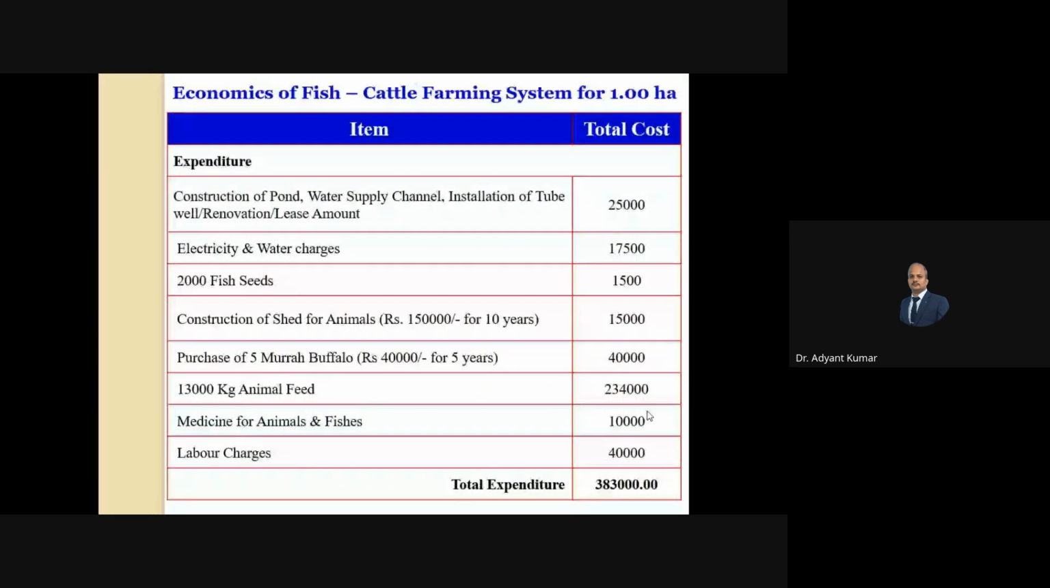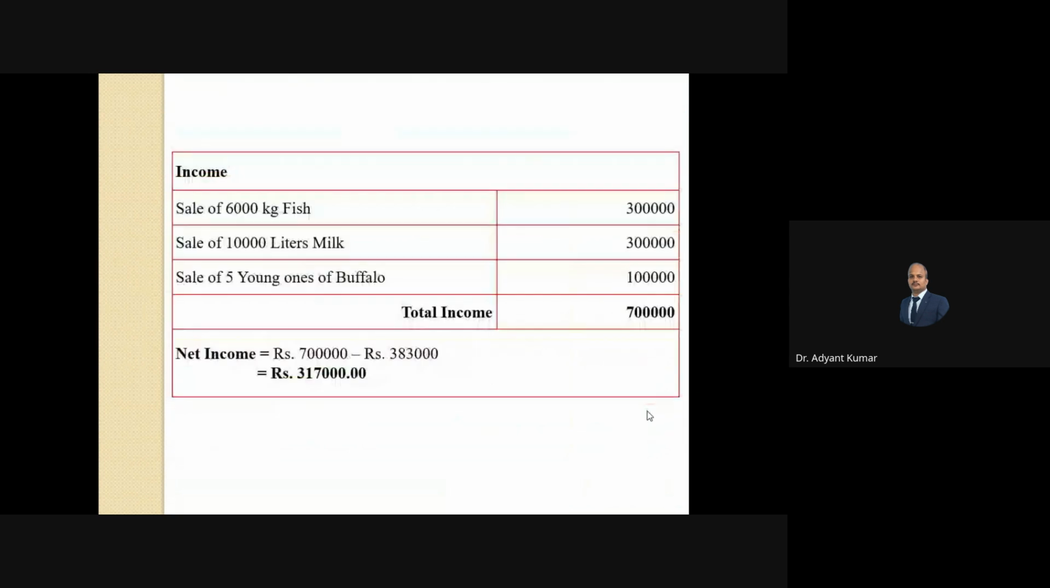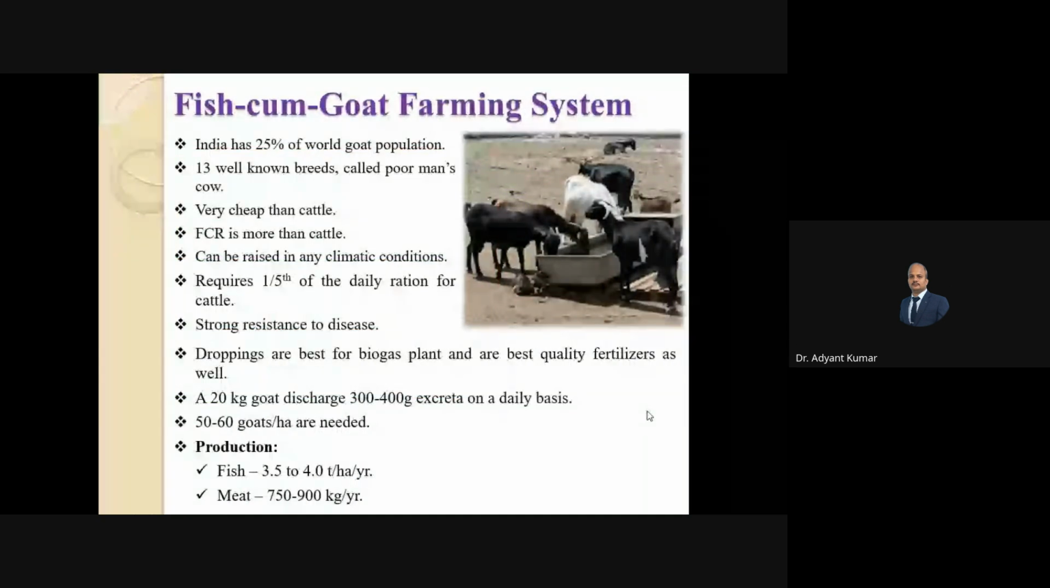This is the economics: 3,83,000 is the cost of production, including recurring and non-recurring, for 1 hectare area during the initial year of investment. After that, we'll get a net profit of 3,17,000 with a gross income of 7 lakh per year. This is the fish cum goat farming system.